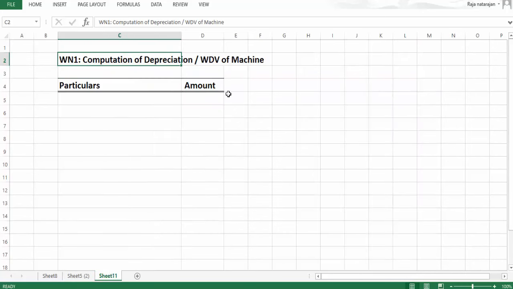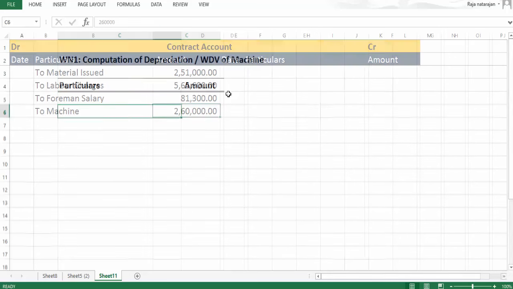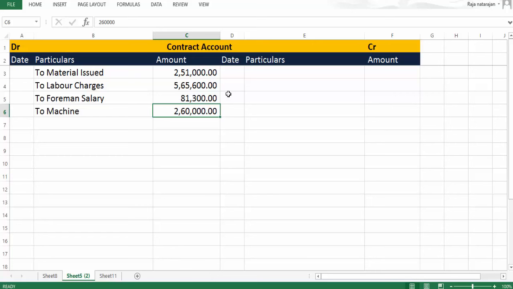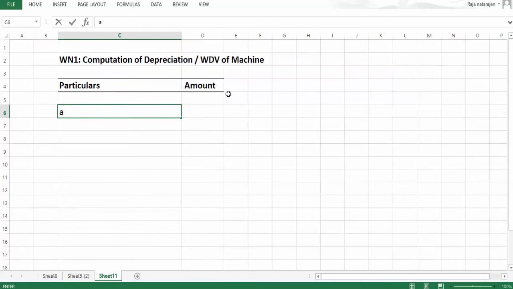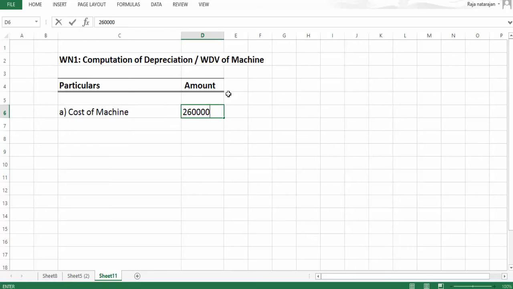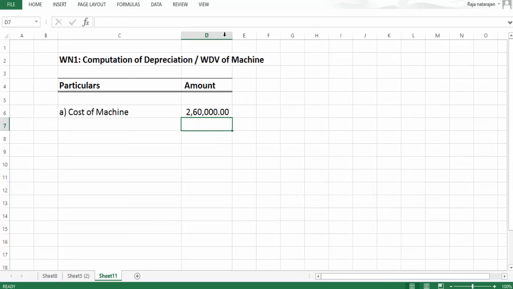So to take care of this machine, we will have a small working note. Working note 1, computation of depreciation or WDV of machine. What is the value of the machine? We know the value of the machine is 2,60,000. So we'll say cost of machine is 2,60,000. Now we have to provide for depreciation on this machine, right? So how do we provide for depreciation?